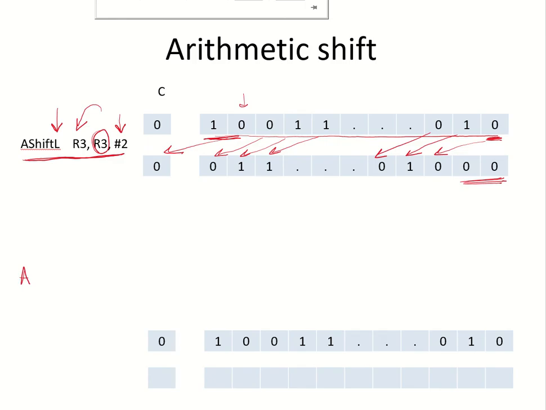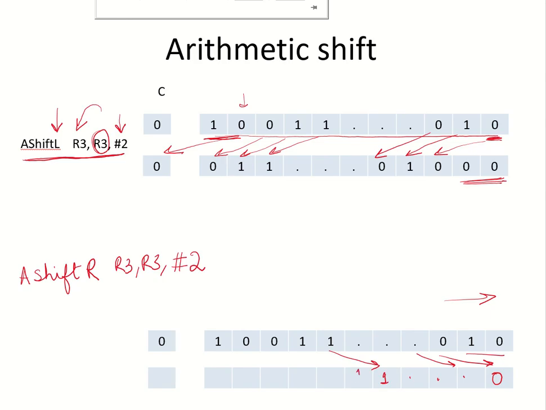Suppose I have to do an arithmetic shift right, the contents of the same register by 2 bits, then how will we take care of this? These 2 bits, if I am shifting right, these 2 bits will be lost. This 0 will come here. These bits will come here. 1 will be shifted 2 places to the right, and this will be the new operand, except for what to do in these 2 remaining bits on the left hand side.